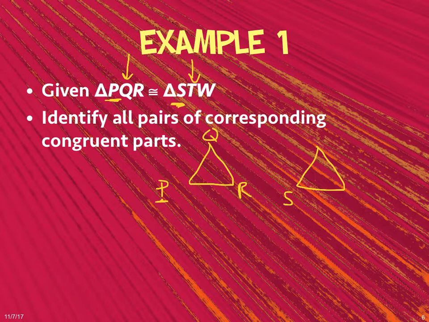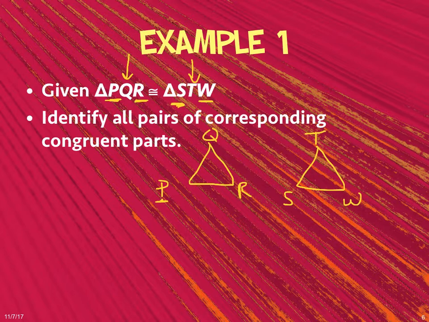So since Q is at the top of this triangle, T will also have to be at the top. And then the third letter, R, since I put that on the bottom right, has to match up with the third letter, W, on the second triangle. So here we have two congruent triangles.